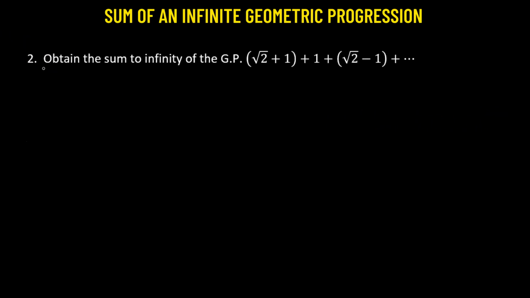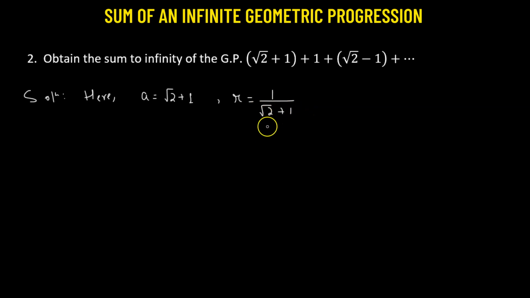Problem number 2. We need to obtain the sum to infinity of this given geometric progression. So let's begin. So here, our first term, that's square root of 2 plus 1. Then we need to find out the common ratio. So the common ratio will be 1 divided by, the 1 is the second term here, divided by the first term, which is square root of 2 plus 1.